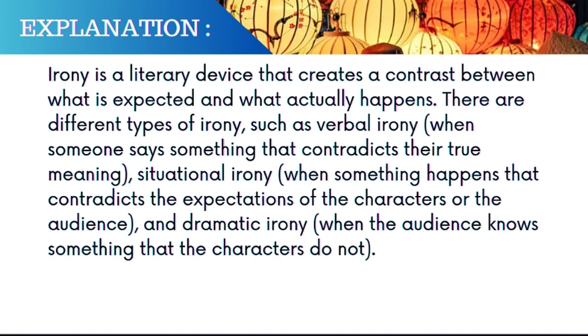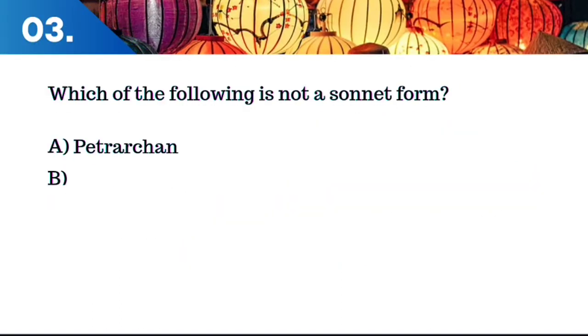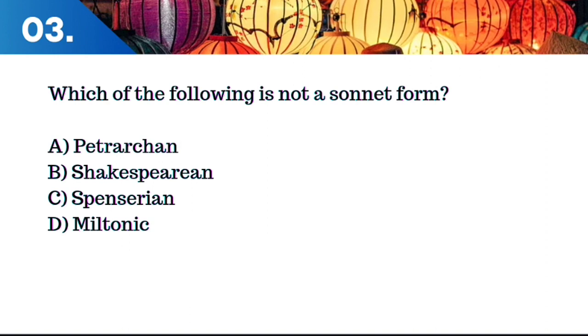Alright, so moving ahead. Question number 3. Which of the following is not a sonnet form? Option A. Petrarchan. Option B. Shakespearean. Option C. Spenserian. Or option D. Miltonic. This is also an easy one. Any guesses? It is option D.